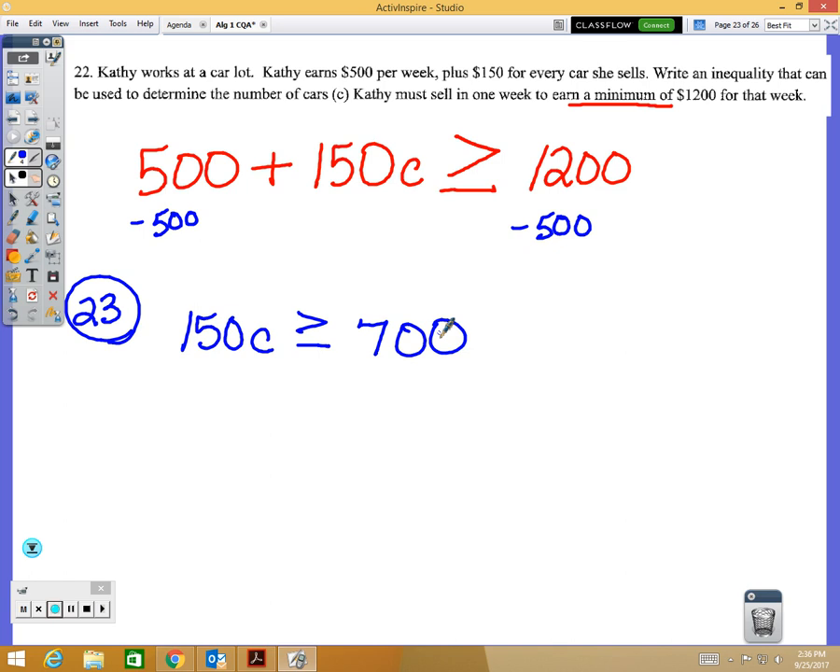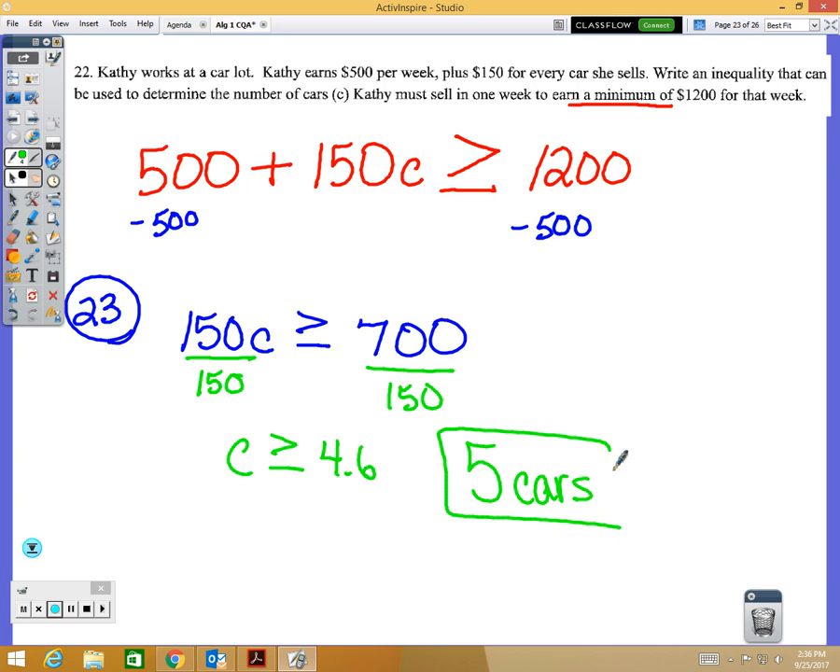Now what? Divide by 150. Can you use a calculator on this test? Yes. I'll get those out in a second. So C is greater than or equal to, it's like 4 point something, right? I think it's 4.6. Can she sell 0.6 cars? No. So she has to sell at least 5 cars. Yes, you round on this.